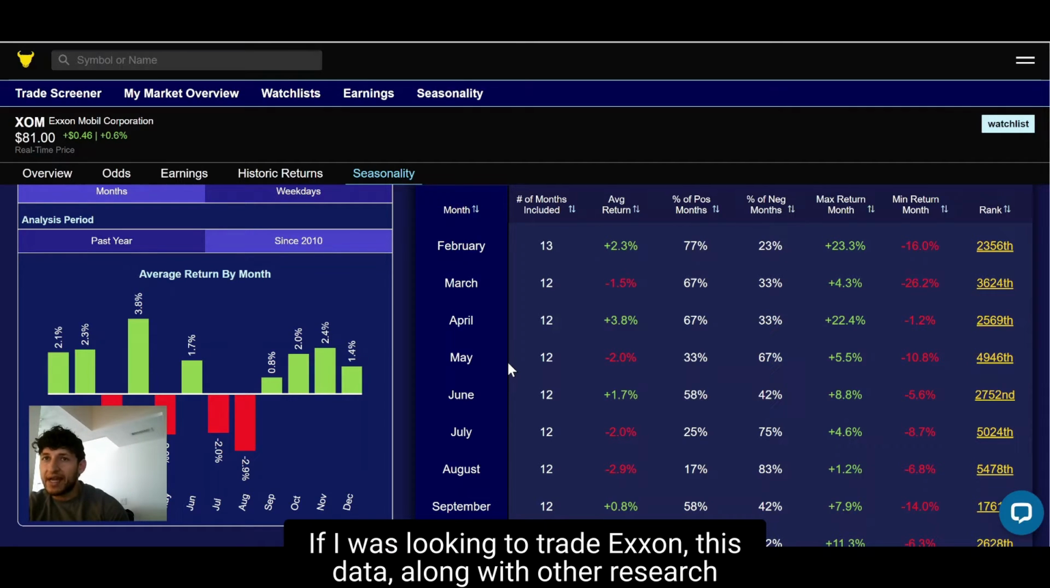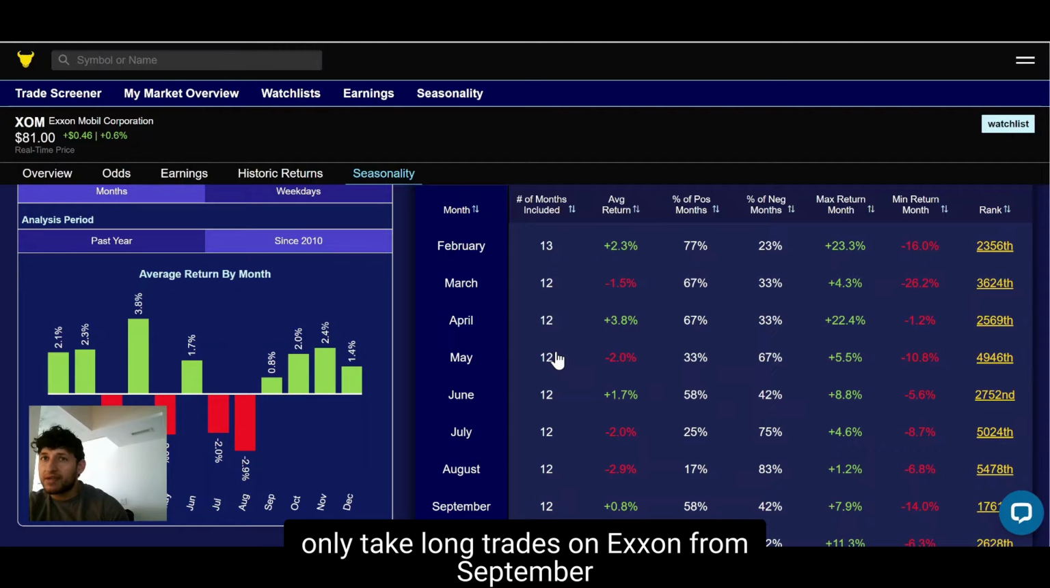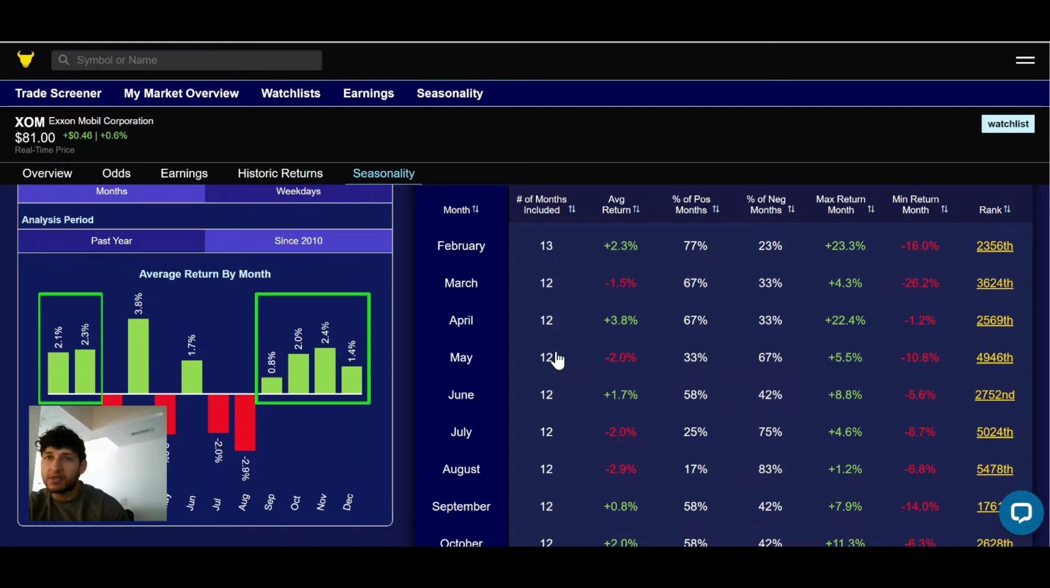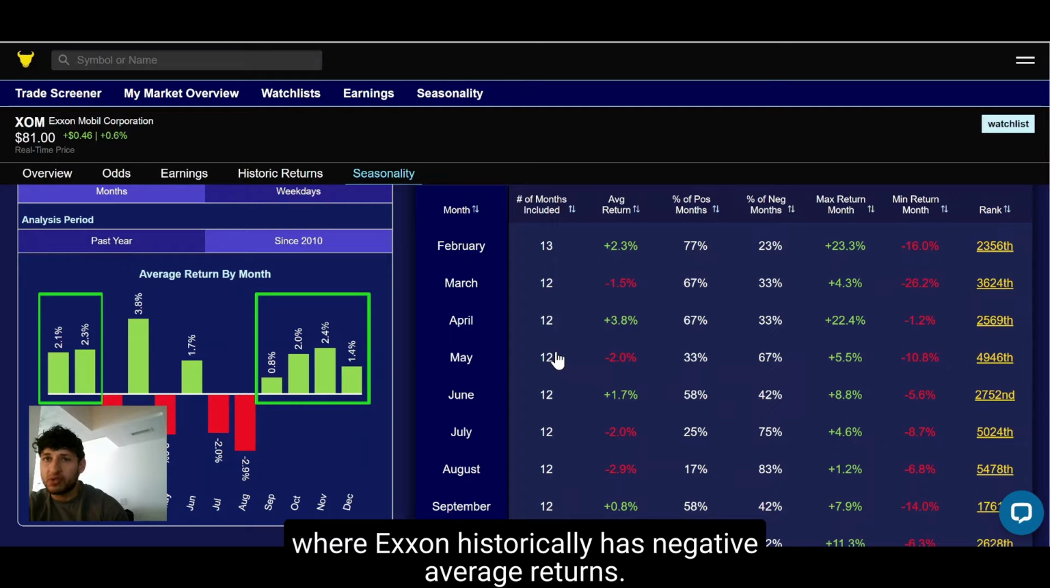If I was looking to trade Exxon, this data, along with other research I may have done, might help me decide to only take long trades on Exxon from September to February in order to avoid the months where Exxon historically has negative average returns.